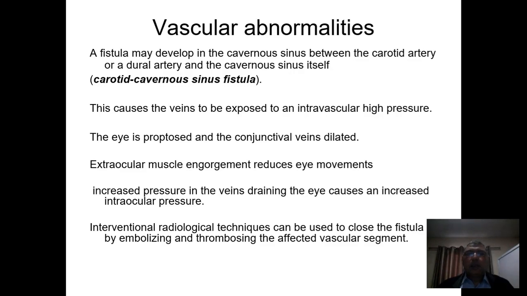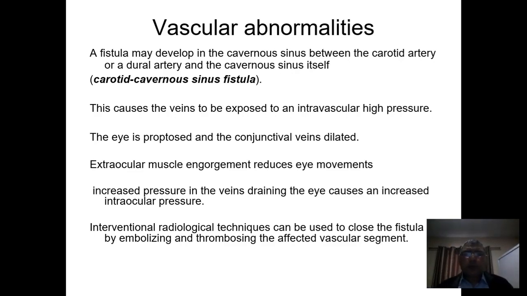these lesions. Vascular abnormalities that may affect the orbit. A fistula may develop between the cavernous sinus and the carotid artery, and this is called the carotid cavernous fistula. So the sinus pressure will become arterialized, with increased intravascular high pressure in the sinus. So the pressure will be reflected on the superior and inferior ophthalmic veins, which drain the orbital tissue from the orbit to the cavernous sinus.